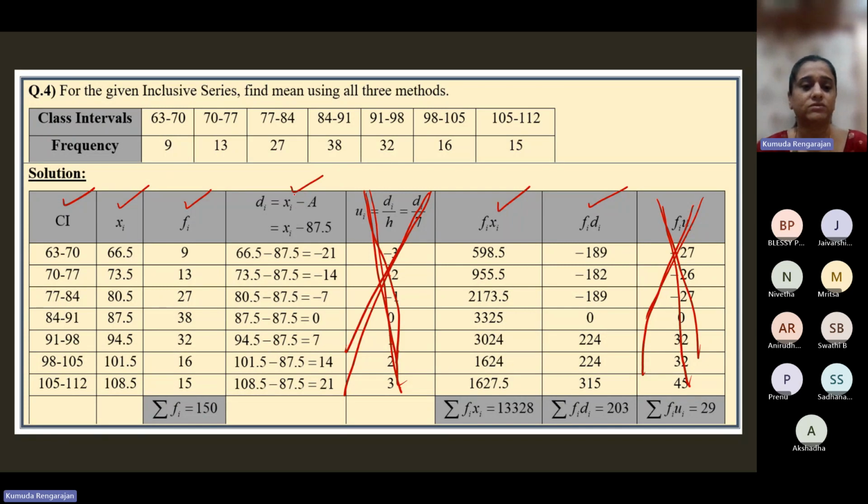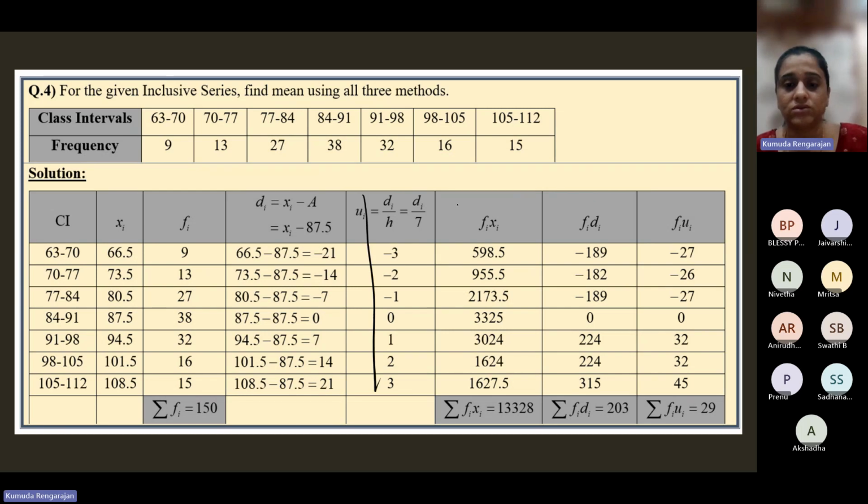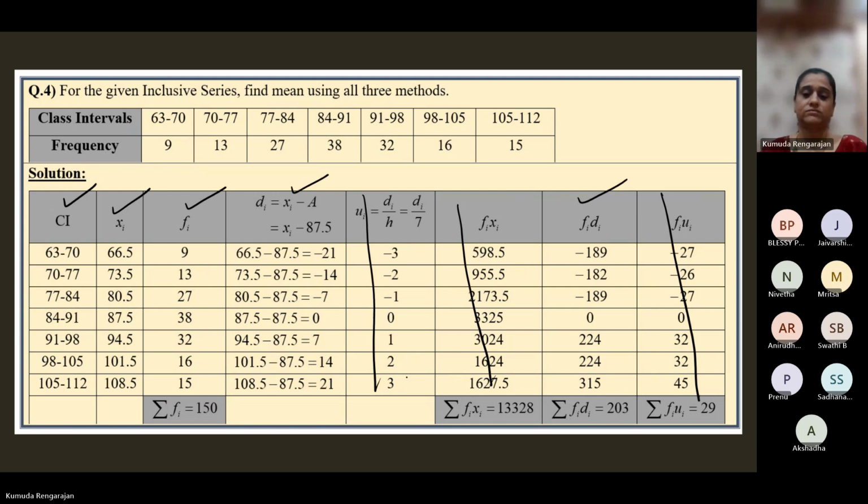So you should have these columns. But I told you to do only using the assumed mean method first. In that case, you wouldn't have prepared this column. So you can ignore this one, ignore this one, ignore this one. So you must have the class intervals, XI, FI, DI, FIDI. The totals will slightly differ, the FIDI total, for a different value of A.